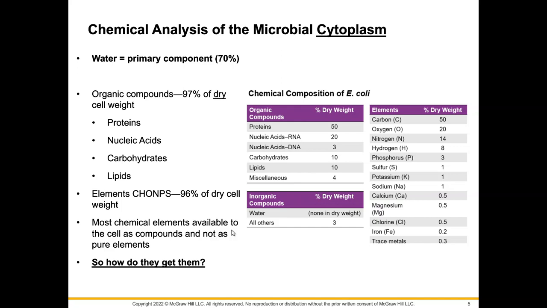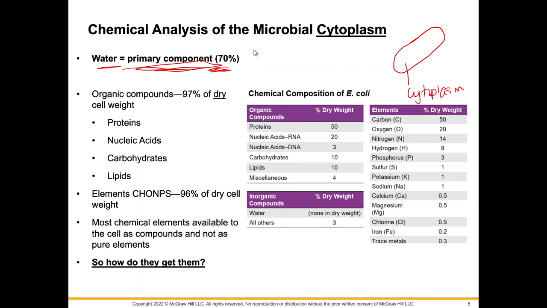So now let's look at the chemical analysis of the microbial cytoplasm. So as we should be familiar, if we have this is my bacterial cell, inside of the cell there is cytoplasm. That's the fluid within the cell that the various organelles are suspended in. If we were to analyze that cytoplasm, 70% of it is water. Right? You need to know that, big deal here. 70% of the cell is water.